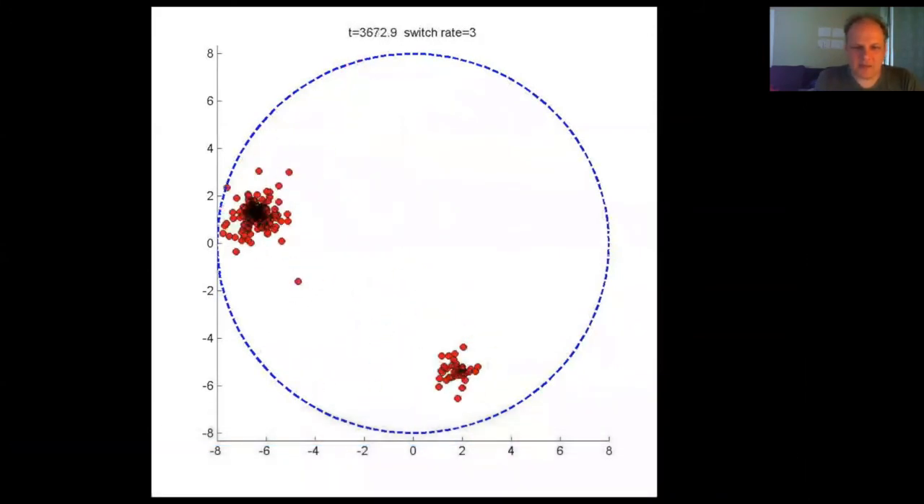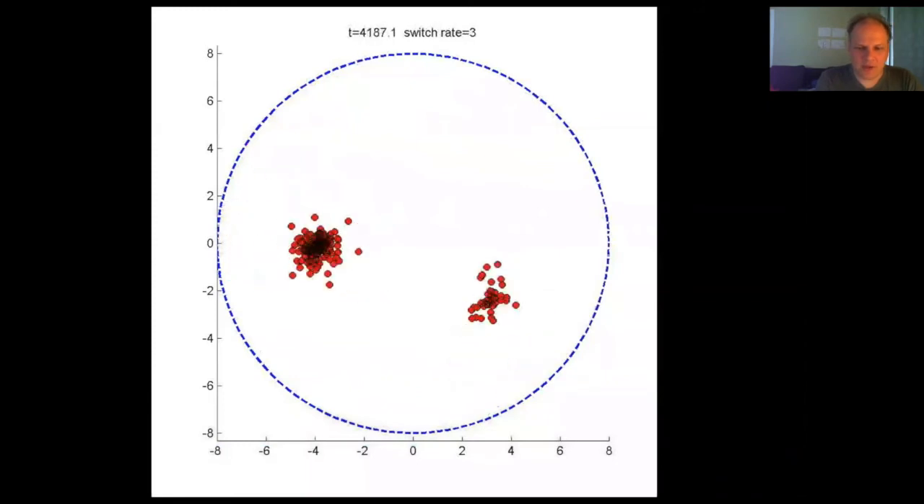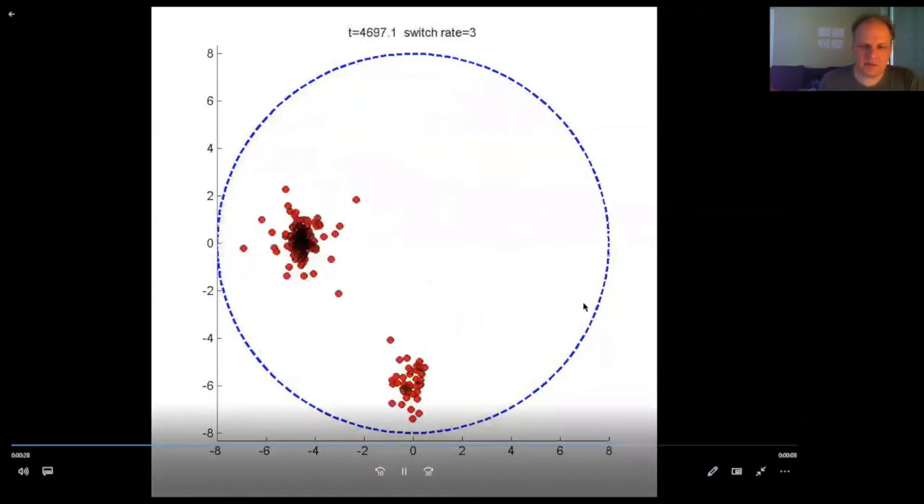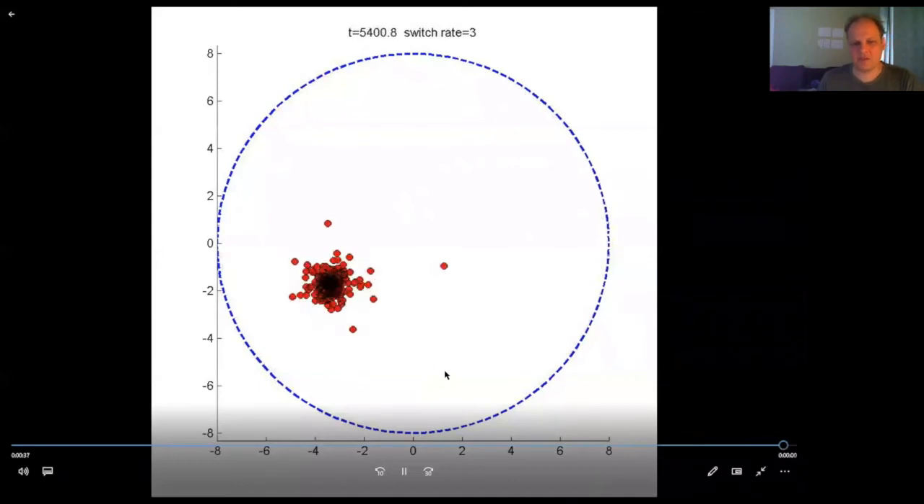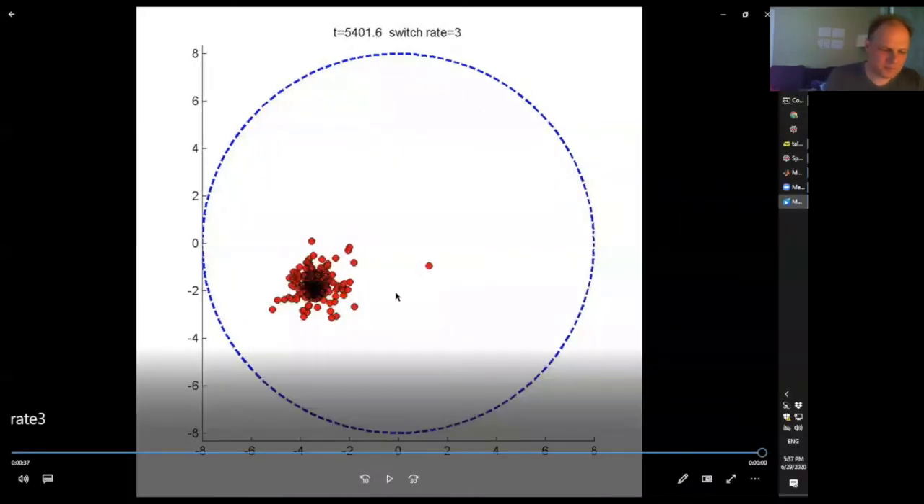But let's see, eventually, if we wait for long enough. Oh, yeah, there. One of them got absorbed, right? In the end, you end up with just 1 single cluster, and that's kind of what happens. Okay.